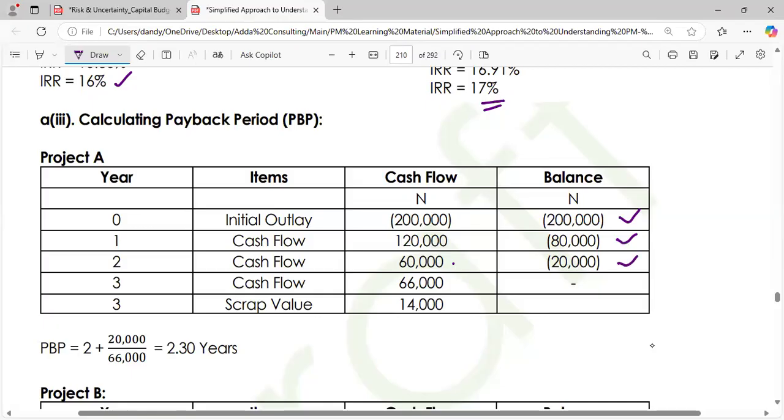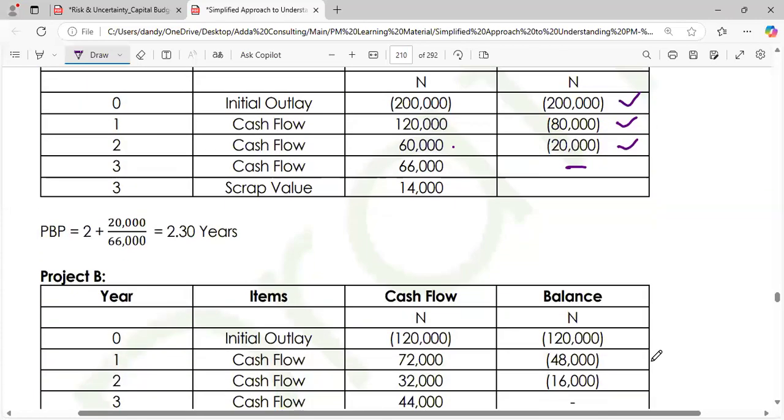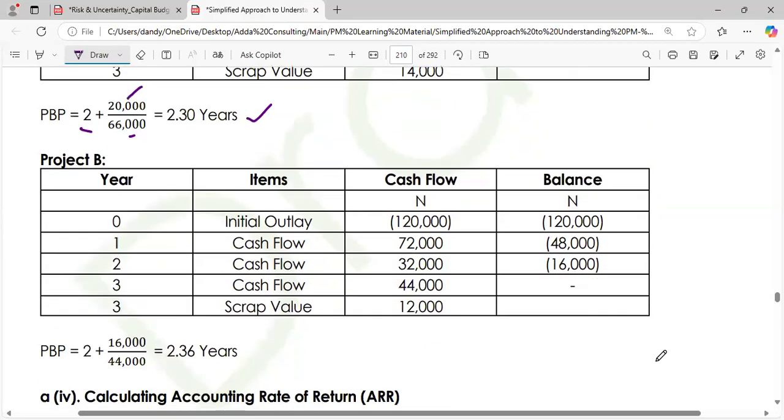Which means that we have recovered 180,000 out of the 200,000. So we have a balance of 20,000 naira to recover on project A. So when you get to a point where your outstanding balance is lower than the next cash inflow, you put a dash. 20,000 is lower than 66,000, you put a dash, and you calculate the payback period. So we have recovered for 2 years. Outstanding balance is 20,000. The next cash inflow is 66,000. Put it in your calculator. We got 2.3 years.